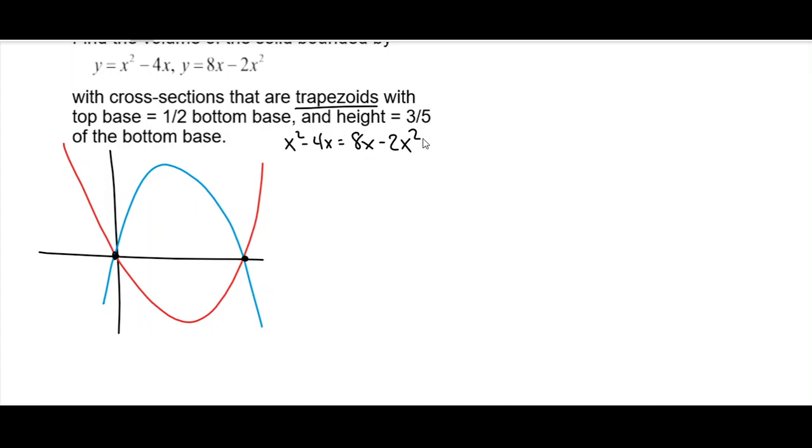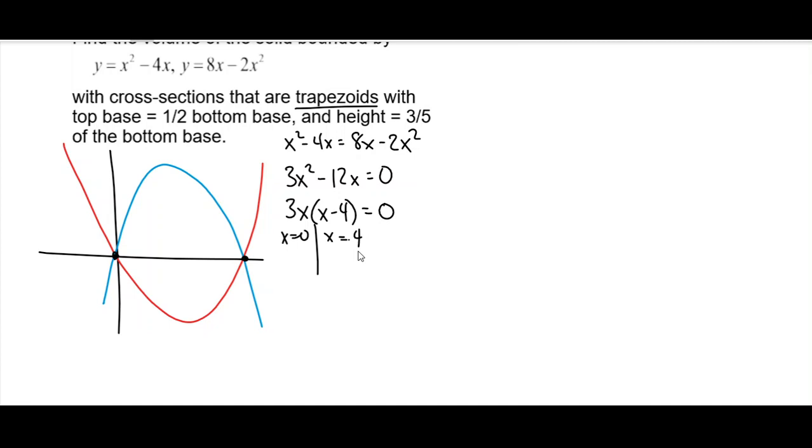If you remember, to solve quadratics, the first step we can do is set it equal to 0, moving all the x terms over to one side. I'm going to move everything to the left-hand side, so I add the 2x squared over, and I get 3x squared. Move the 8x over, it's negative 12x equals 0. You could do the quadratic formula, but it looks like this is factorable. I get a common factor of 3x out, and I have x minus 4 is equal to 0, so my points are going to be x is equal to 0 and x is equal to 4.